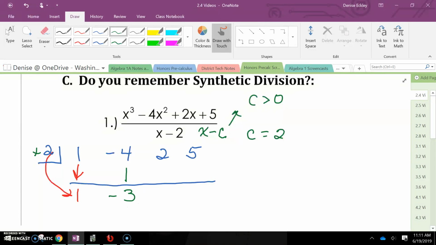I guess it helps if I multiply correctly. I apologize. So this number, 2 times 1 is 2, not 1. And now we're going to do -4 plus 2. So that's going to give us a -2.